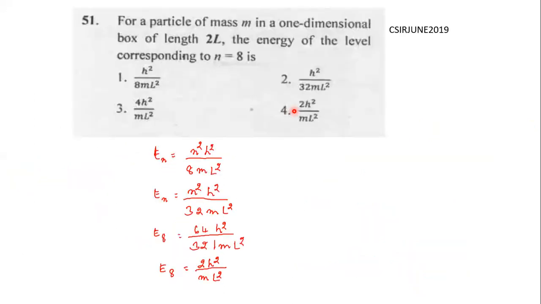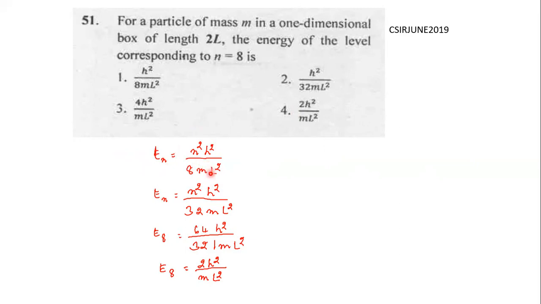Now here is one more problem which was asked in, say, CSIR June 2019 exam. For a particle of mass m in a one-dimensional box of length 2l, the energy level corresponding to n equal to 4. So we have a particle of mass m in a 1D box. The energy expression for a 1D box is taken here. En is equal to n square h square by 8 m l square.